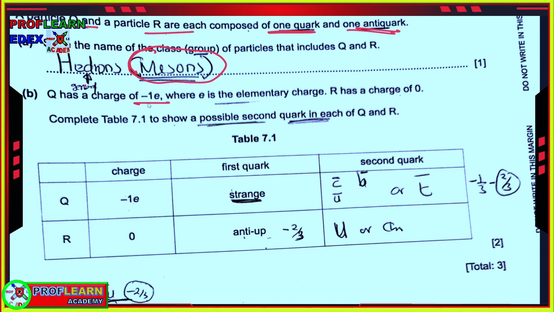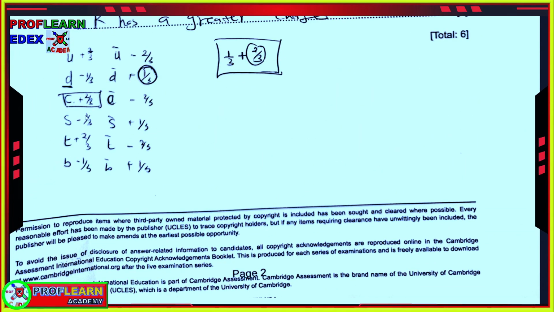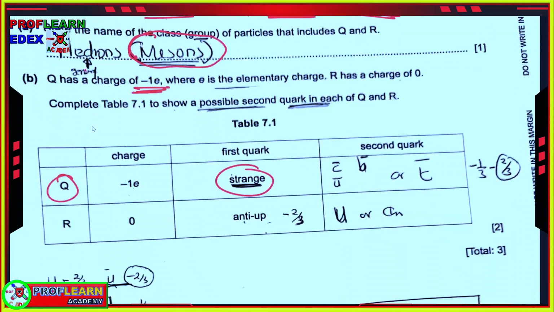Q has a charge of -e, where e is the elementary charge. R has a charge of 0. So we are told that Q has the first particle, which is a strange. And what's the charge for a strange? The charge for a strange is -1/3.